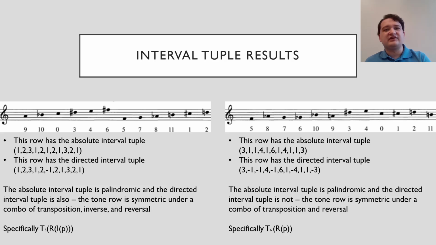If the directed interval tuple does not read the same way forwards and backwards, then the tone row is symmetric, but under a combination of reversal and transposition. This is certainly easier and faster than trying to figure out if a tone row is symmetric by writing down all of its possible transformations and seeing if any of them equal the prime row.